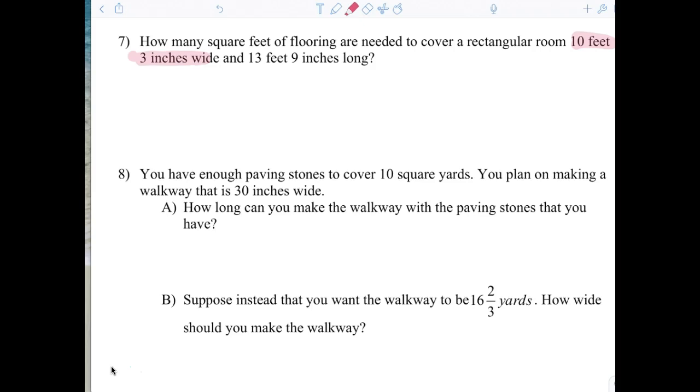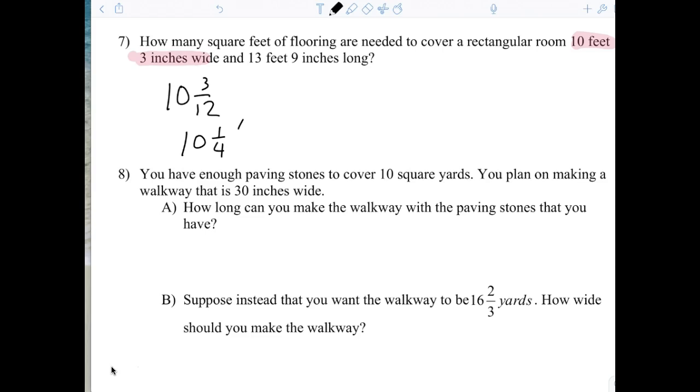So 10 feet 3 inches is the same as what fraction? 10 and 3 out of 12. That's exactly correct. Very nice. Your calculator can reduce for you also, but we don't need to do that. But that's going to be what? 10 and 1/4. That little tick mark is feet. So the room is actually 10 1/4 feet.